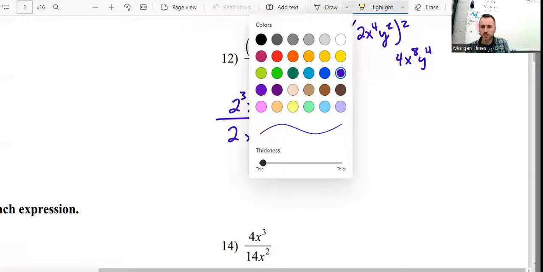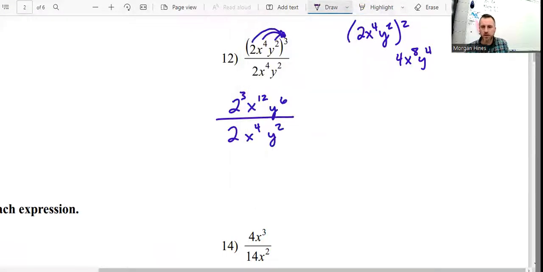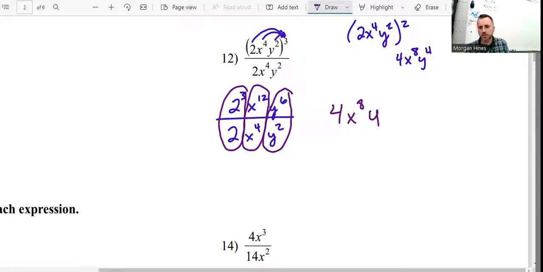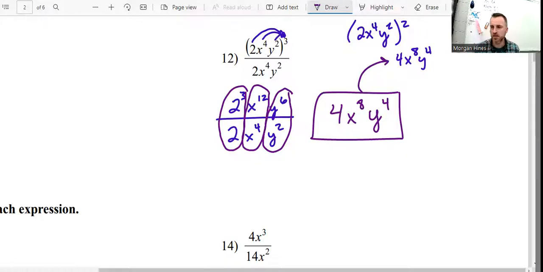And you'll see that this is a little more time consuming, but really not bad. So we've got 2 to the third, which is 8, divided by 2. That gives us 4. We've got x to the 12th over x to the fourth. We just do 12 minus 4, and that gives us x to the 8th. And then y to the 6th over y squared. 6 minus 2 is 4. So we get the same answer. It takes a little bit longer, but you can only do what you can see. So there's that.